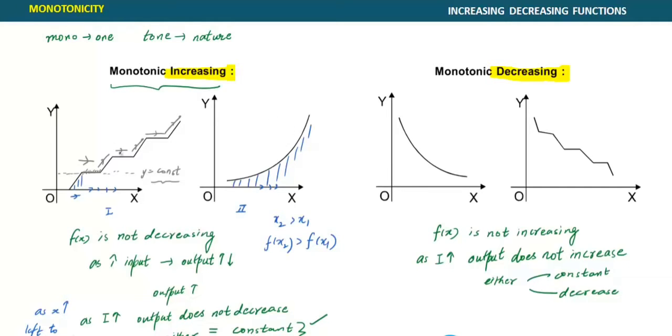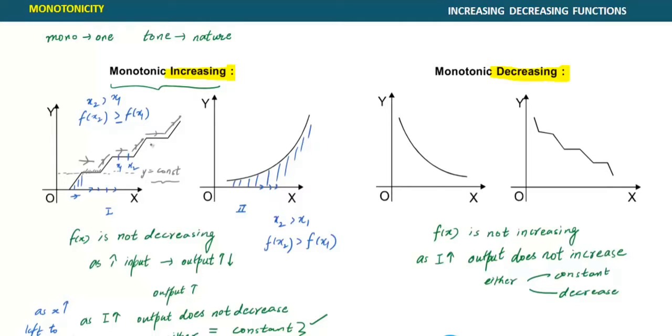So if I talk about this mathematical definition over here, what you will say is, as x increases, that means x2 is greater than x1, either f(x2) will be greater than f(x1), or it could be equal also. For example, if you take two x's here, let's say x1 is here and x2 is here, what will be the condition? That f(x1) is equal to f(x2), right?